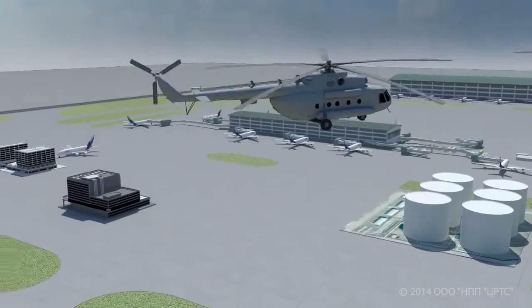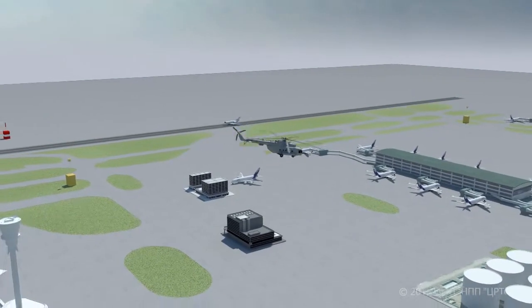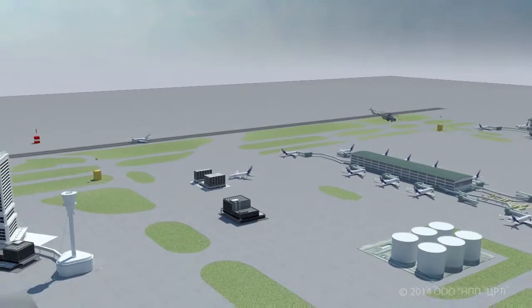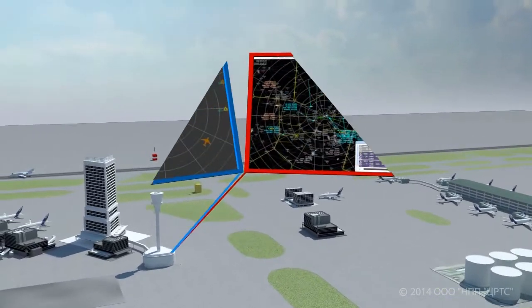One of the key tasks of air traffic management is to monitor aircraft. The task is to determine the location and parameters of aircraft in order to use this information to control air traffic.